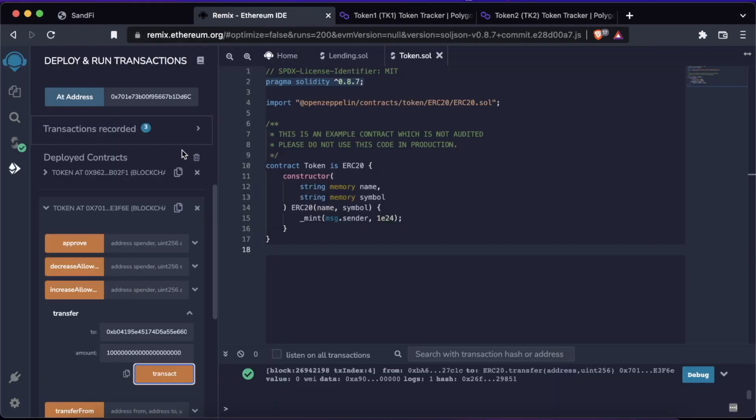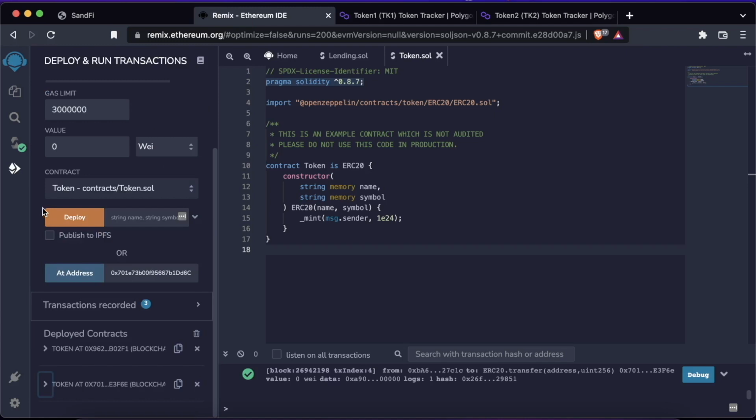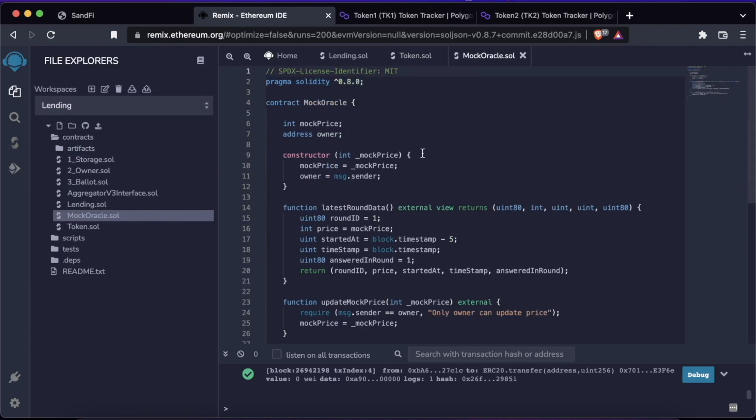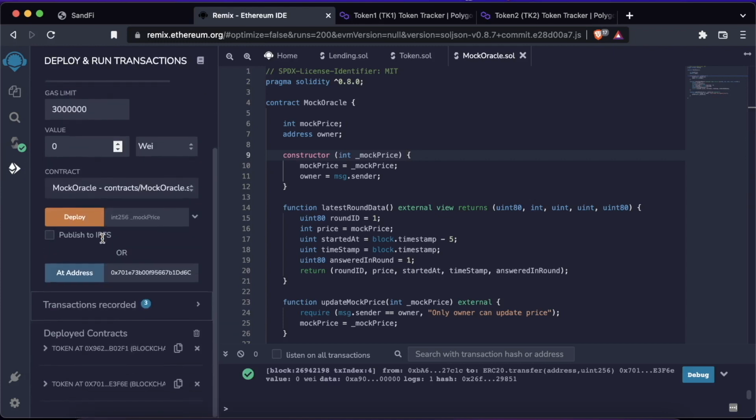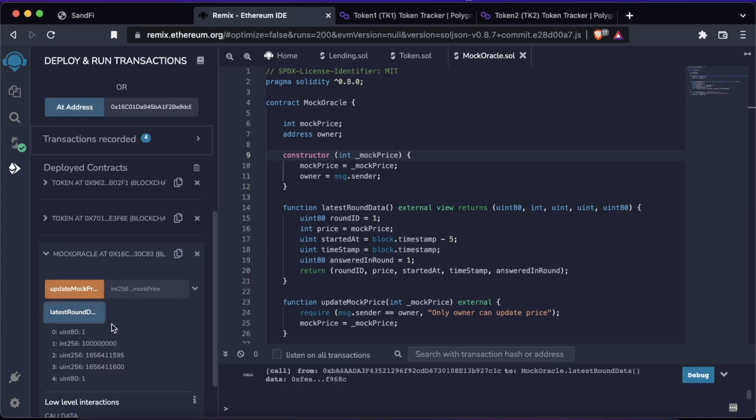Go back to Remix, and then we are going to get the mock Oracle. We have it here. We are going to get it at this address. Yeah, that's Oracle 2. Let's get it. Now we have the Oracle here. We check the price, and we check that the price is actually 1, followed by 1, 2, 3, 4, and 134, A0. So this one is equal to $1.